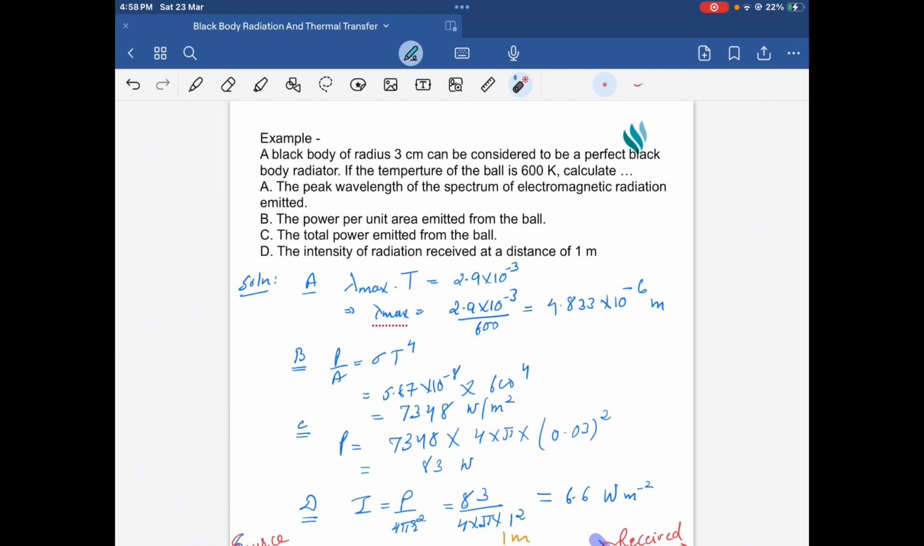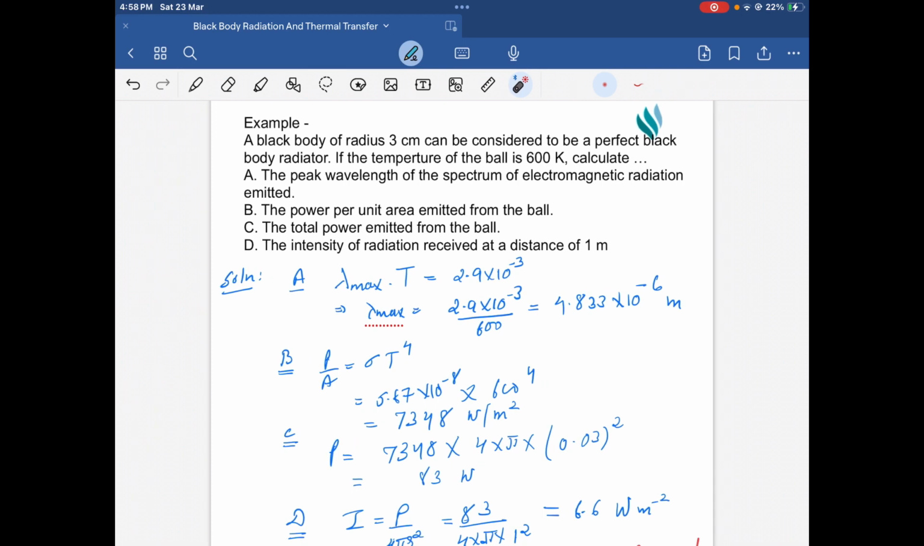The question goes like this: a black body of radius 3 cm can be considered to be a perfect black body radiator if the temperature of the ball is 600 K. Calculate. They are asking A, B, C and D. Step by step, let us calculate.